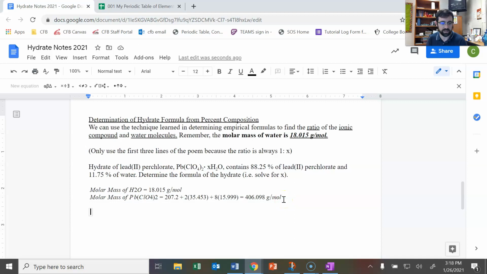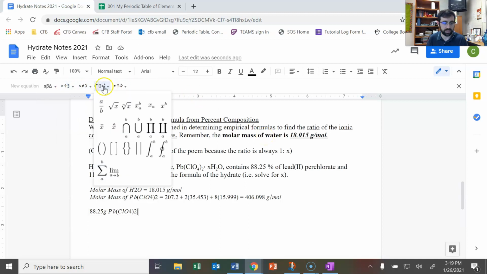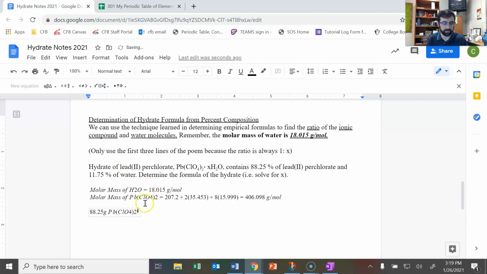All right, so we've got our molar masses. Now we can start the process. It starts out by percent to mass. So we have the percent of lead 2 perchlorate. I'm just going to rewrite this, but instead of percent, I'm going to put grams. 88.25 grams of PbClO4, and we're going to multiply by a fraction. We'll fill that fraction in a moment.